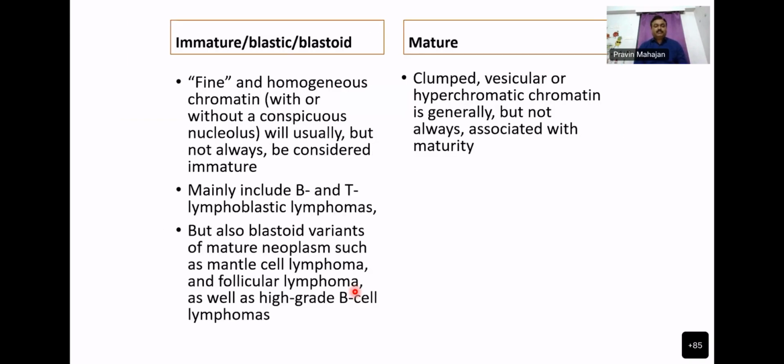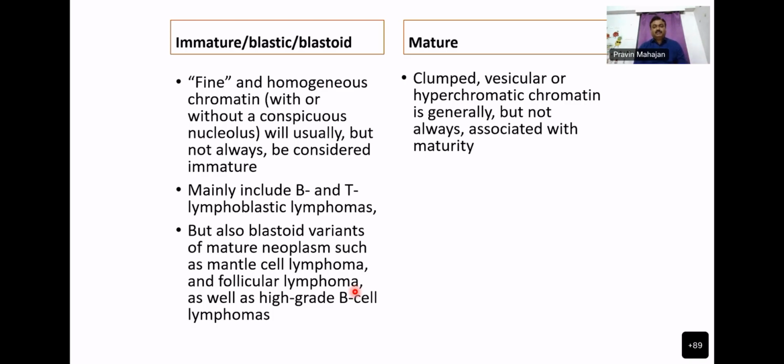So when you say blastoid or immature morphology versus mature morphology, what do you see in blastoid or blastic or immature morphology? What you have is actually a fine or homogeneous chromatin, and it may or may not have a nucleolus, and these are considered an immature or blastic type of chromatin. You see this morphology in B and T lymphoblastic lymphoma. However, what you have to remember is that there are so-called blastoid variants of mature lymphomas, like mantle cell lymphomas, and very rarely follicular lymphomas can also show you this kind of chromatin or morphology.